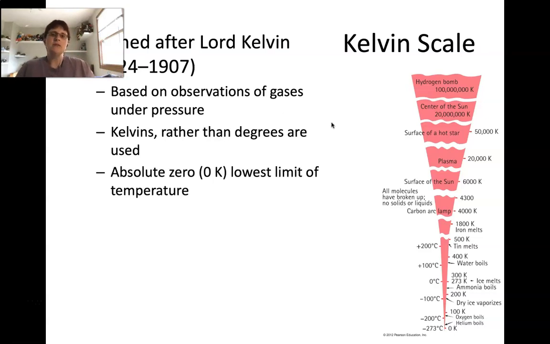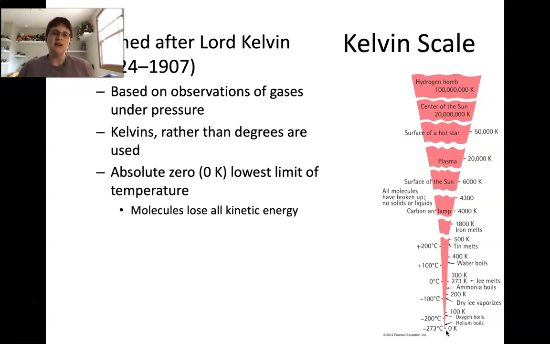There is an absolute zero here. So again, on the Celsius scale, 0 is the freezing point of water. On the Kelvin scale, absolute 0 is the lowest limit of temperature. It's the lowest you can go on any scale.